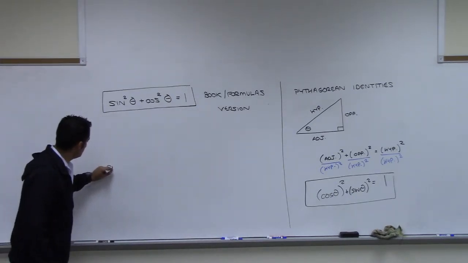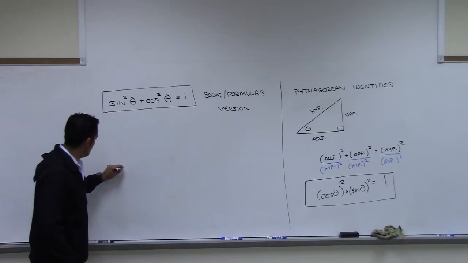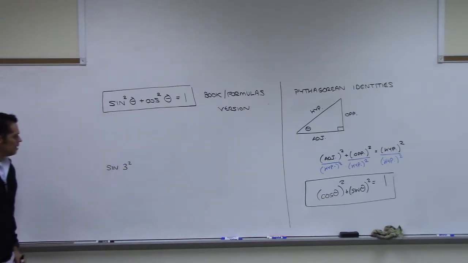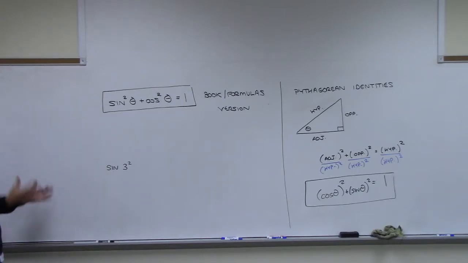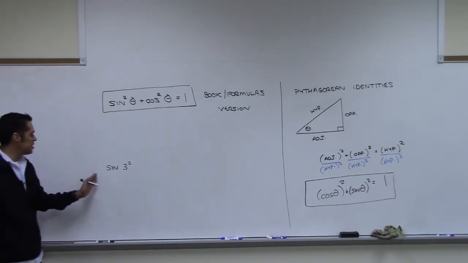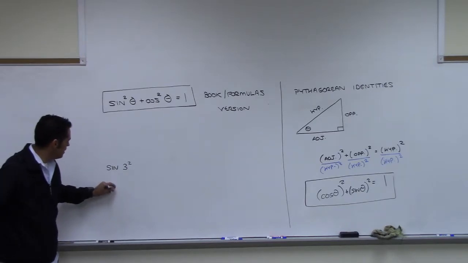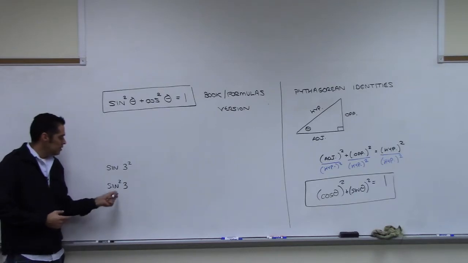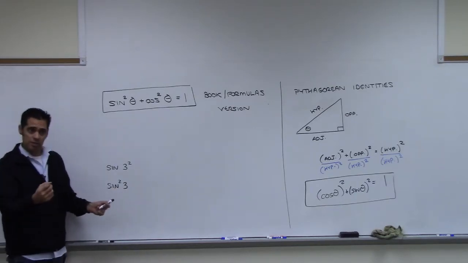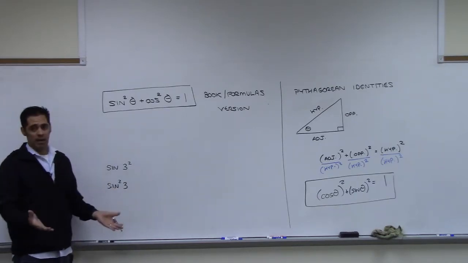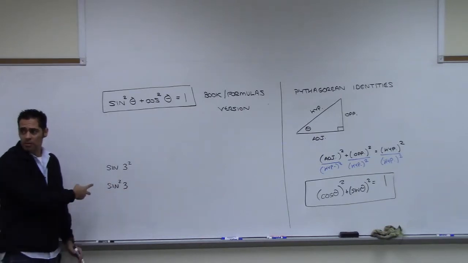If I say what is sine of, let's say, 3 squared like this, am I squaring the whole thing or am I squaring just the 3? Just the 3. So this is really saying sine of 9. Understand? If I write sine 2 here and then 3, this means you take sine of 3 first and then square the answer. Major difference between those two expressions, right?